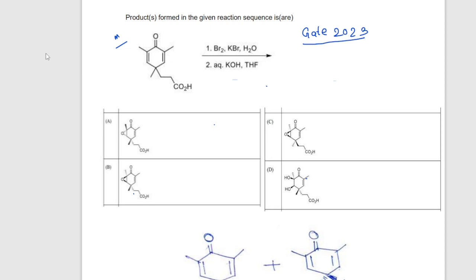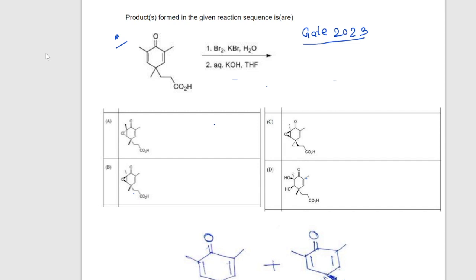So in this video, I am going to discuss a question which came in the GATE 2023. In this, you can see the reactant, and I give the two reagents: in the first step Br2, KBr, H2O, and in the second step aqueous KOH, THF. Now you can see that the reactant has no stereochemistry, whereas in the product they mention the stereochemistry.